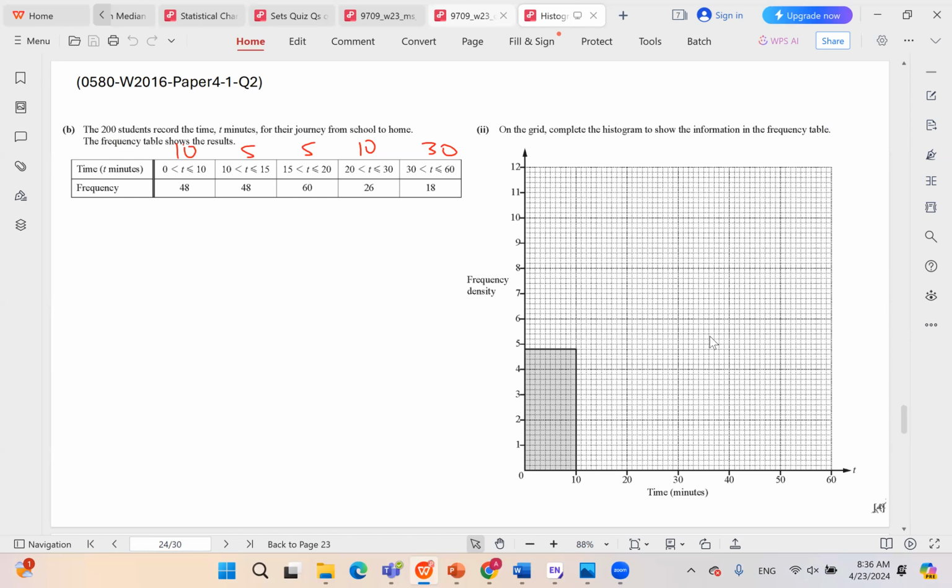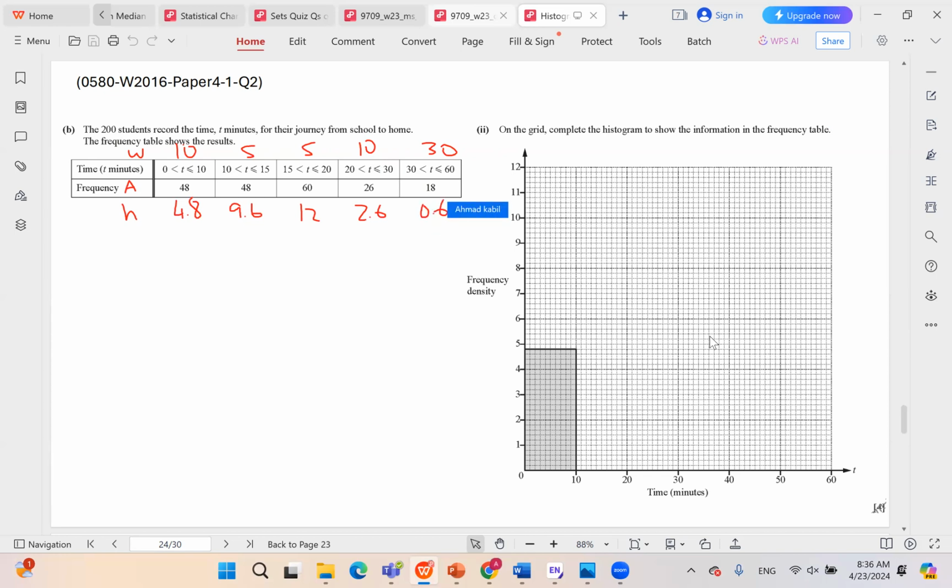Now, the frequency, like we said before, is the area. This is the width. We want to get the height. So 48 divided by 10 is 4.8. 48 divided by 5 will be 9.6. 60 divided by 5 is 12. This is 2.6. 18 divided by 30 is 0.6.